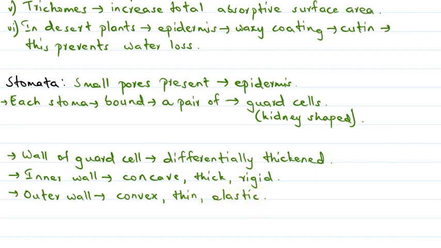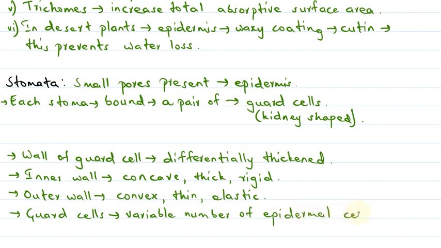Okay, so the guard cells are surrounded by variable number of epidermal cells. These guard cells are surrounded by variable number of epidermal cells. And what are these called? These are known as subsidiary cells. Okay, so this is about stomata.